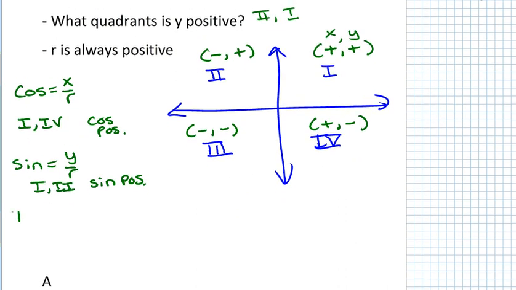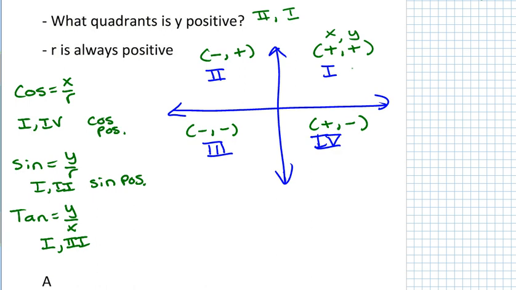And then tangent is y over x. And notice now y over x, that means in order for it to be positive, you have to have the same signs. Like the first quadrant, positive over positive gives me positive. Positive over negative does not give me positive in the second. Negative over negative does give me positive in the third. And in the fourth, it would not be.